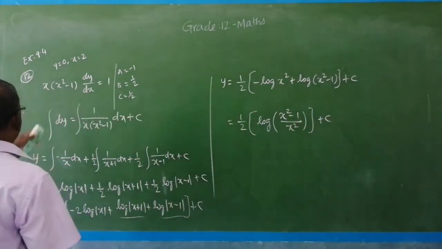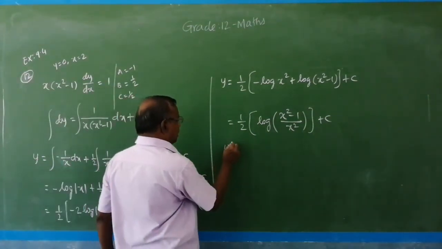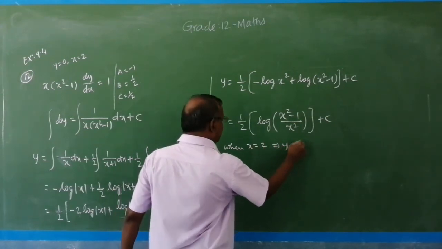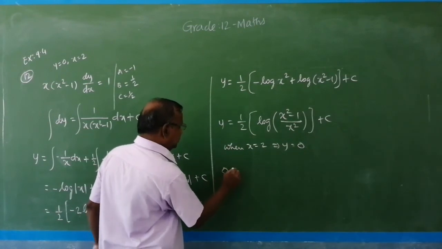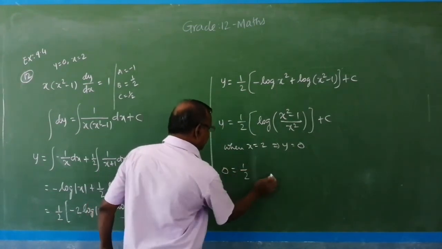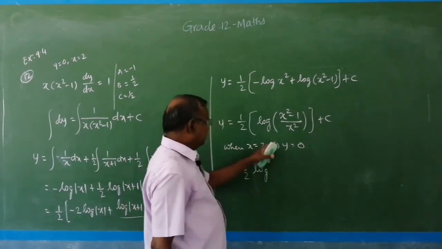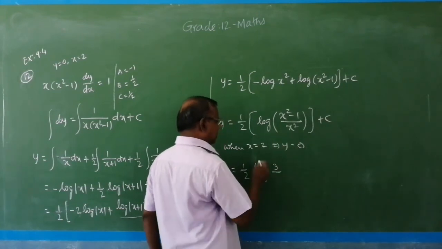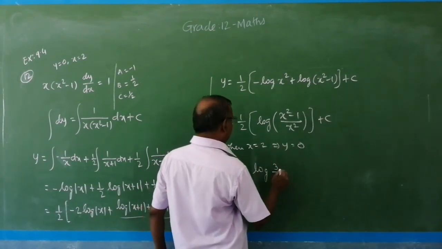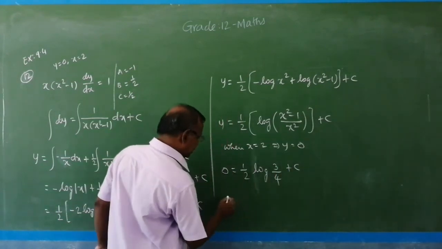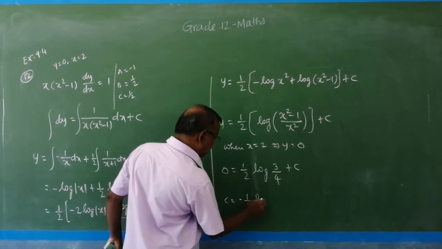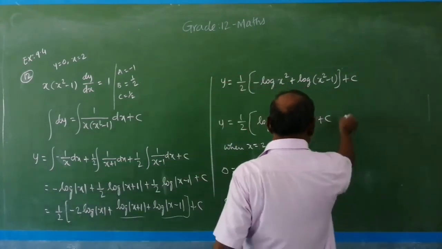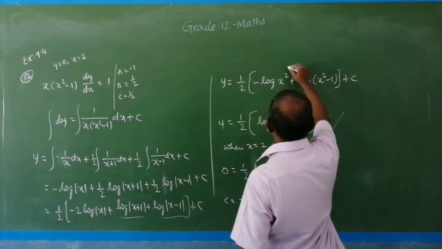We are given y equal to 0 when x equal to 2. So here 0 equal to 1 by 2 into log of, x square means 2 square, which is 4, so 4 minus 1 is 3, divided by 2 square which is 4, and plus c. So c equal to minus 1 by 2 log of 3 by 4, and we can substitute it in the general solution.